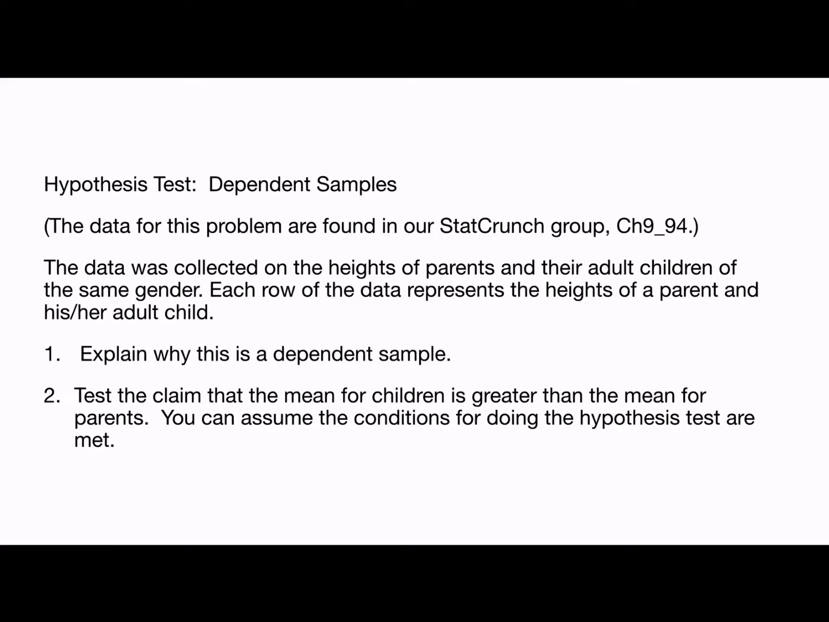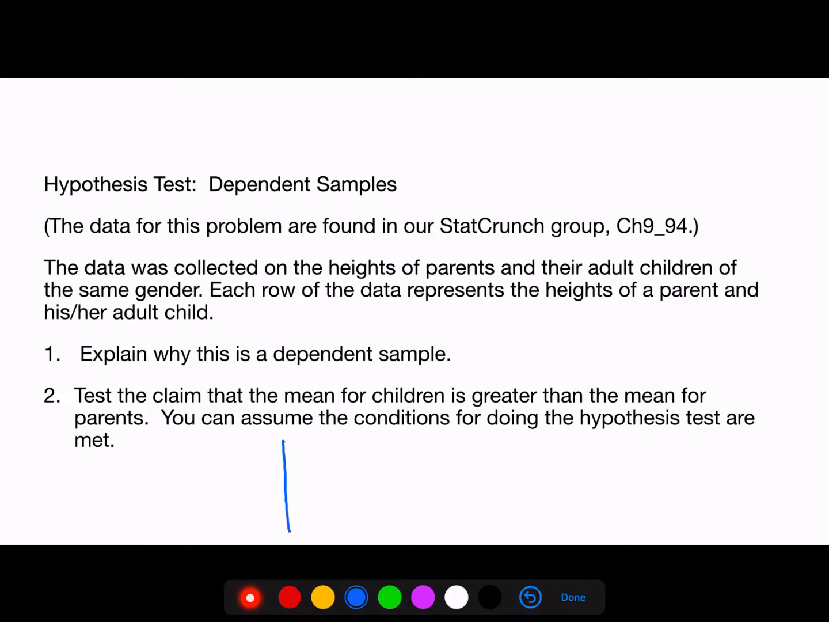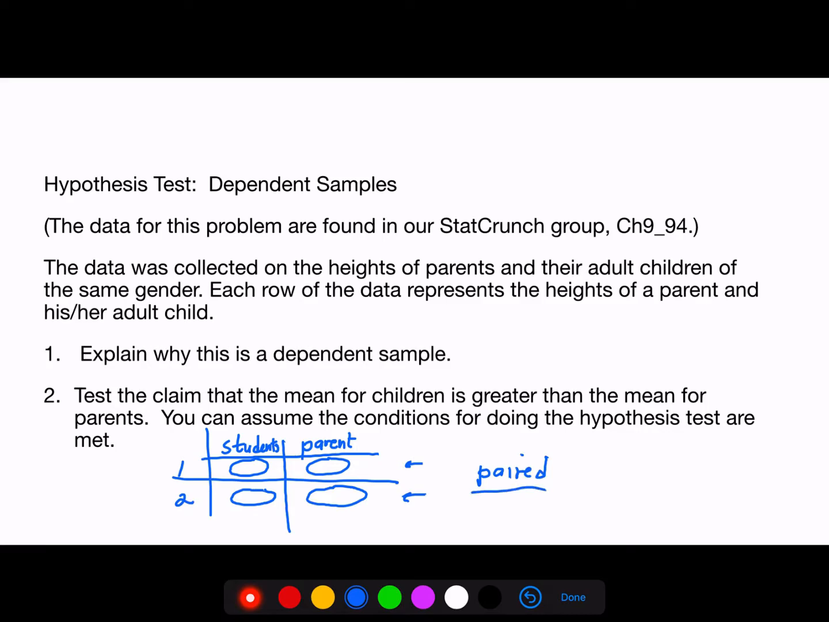So we'll look at the data in a moment, but what you're going to see is that in the first column, you have heights of students, and in the second column, you have the height of his or her parent. So for example, row 1 of the data, there's a student height and a parent height, and these two people are related. These two numbers, one is for the student and one is for his or her parent. Similarly for row 2, you're going to see the height of a student and then the height of his or her parent. So these two numbers are related to each other. They're paired. And that's what makes this a dependent sample.